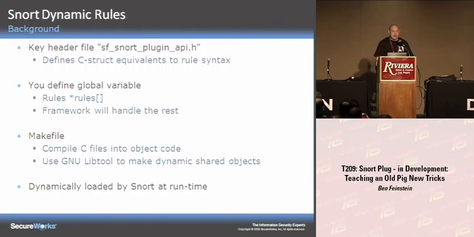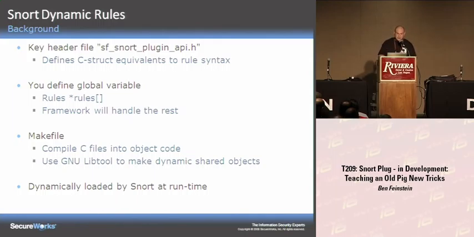So to jump into the dynamic rules, these are probably the simplest ways you can extend Snort using the C language. There's one key header file that you ought to look at. It's the SF Snort plugin API header. And what it does is it defines C structure equivalents to all the rule syntax structures. We're talking flow, content, PCRE, those kind of structures.